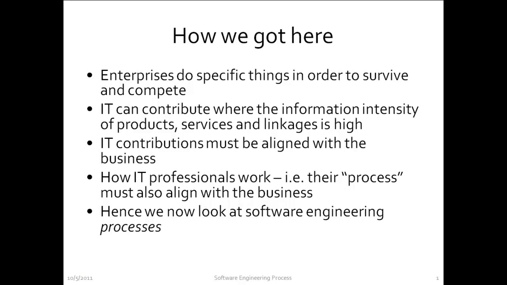Let's start by tying this lecture to what came before. The earlier lectures described how enterprises compete and operate, and how information technology can help by applying technology in a manner aligned with the enterprise. For example, by creating targeted applications that improve specific areas of an enterprise's value chain. An important additional aspect of alignment is the process that the IT organization follows in applying technology to the business. So we now look at what processes are and what alignment means with respect to processes.